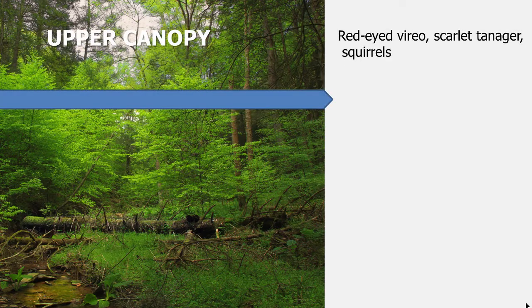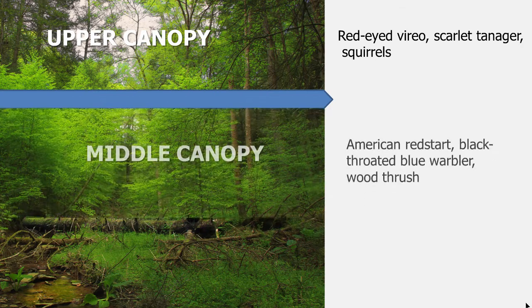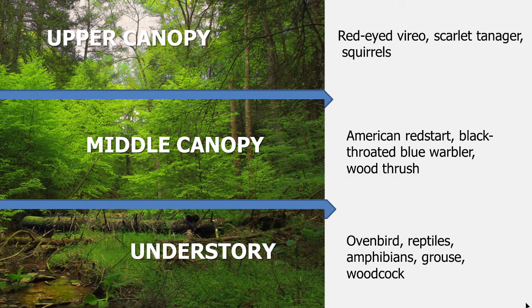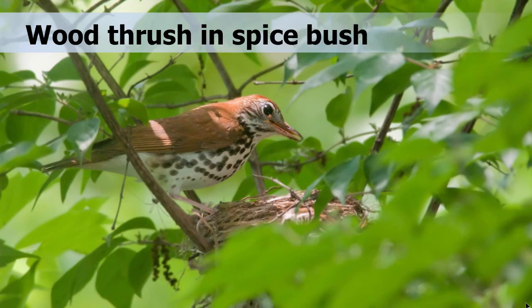In the upper canopy of the forest, commonly found species include birds, such as the red-eyed vireo and scarlet tanager, as well as squirrels that nest high in the trees. In the middle canopy, you'll find birds like American redstart, black-throated blue warbler, and wood thrush. And finally, in the habitat closest to the ground, the understory, commonly found species include the ovenbird, grouse, woodcock, reptiles, and amphibians.